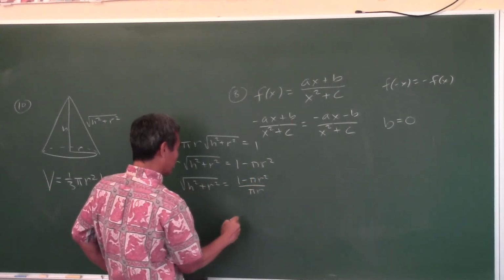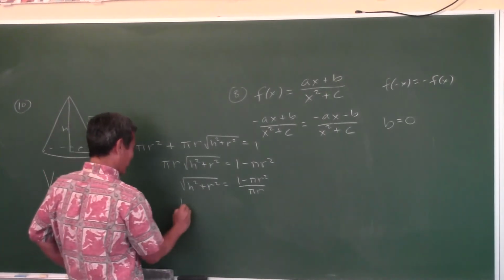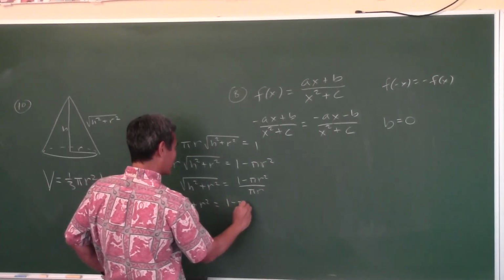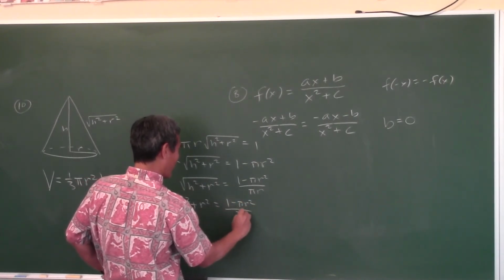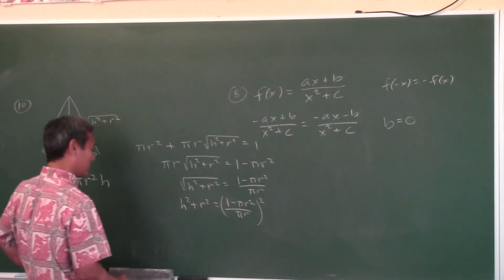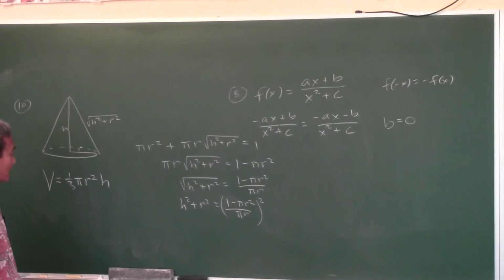pi r. How do I get rid of the square root? Square both sides. H squared plus r squared is equal to 1 minus pi r squared over pi r, quantity squared. How do I get rid of the h squared? It rhymes with subtract.